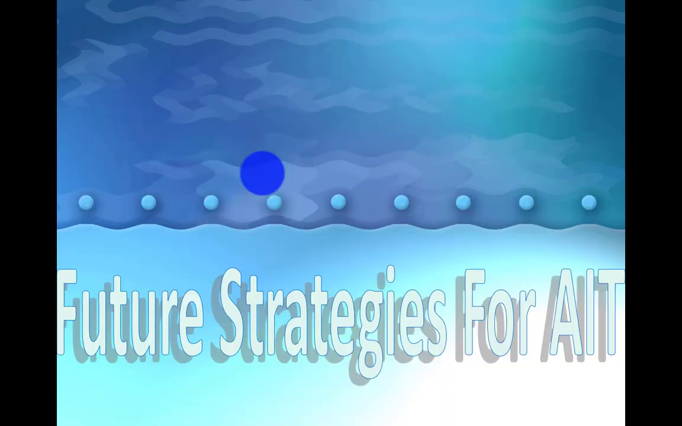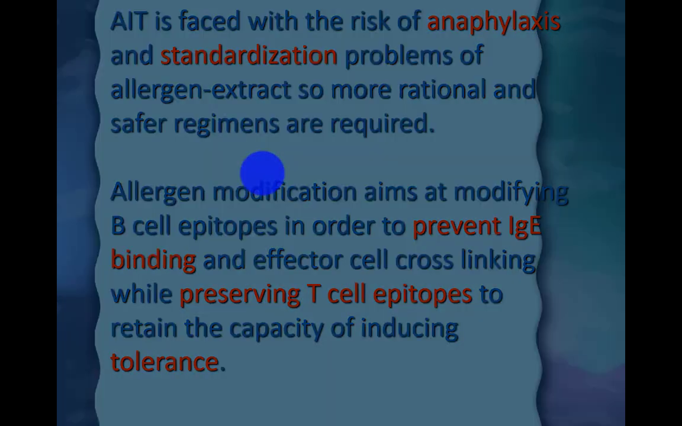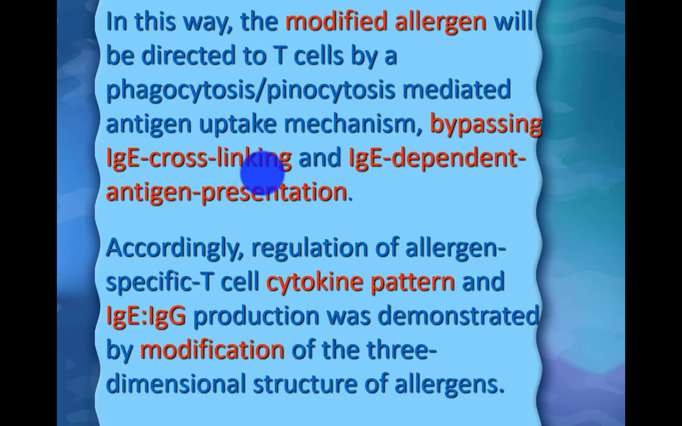What about future strategies for AIT? AIT is faced with the risk of anaphylaxis, standardization, and problems of allergen extract, so more rational and safer regimens are required. Allergen modification aims at modifying basal epitopes in order to prevent IgE binding and effector cell cross-linking while preserving T cell epitopes to retain the capacity of inducing tolerance. In this way, the modified allergen will be directed to T cells by phagocytosis and pinocytosis mediated antigen uptake mechanisms, bypassing IgE cross-linkage and IgE dependent antigen presentation.